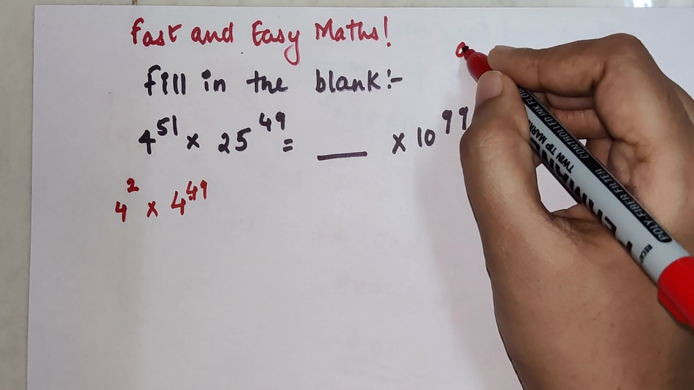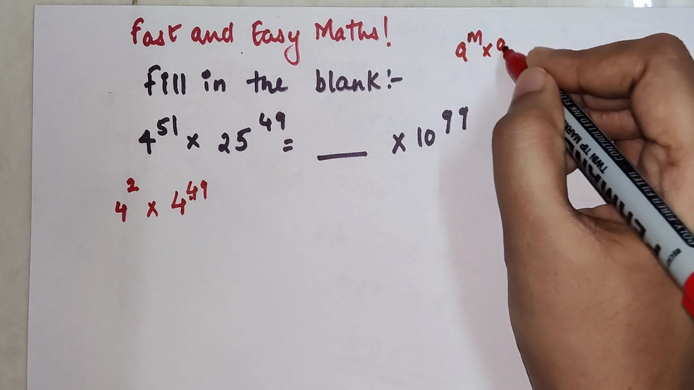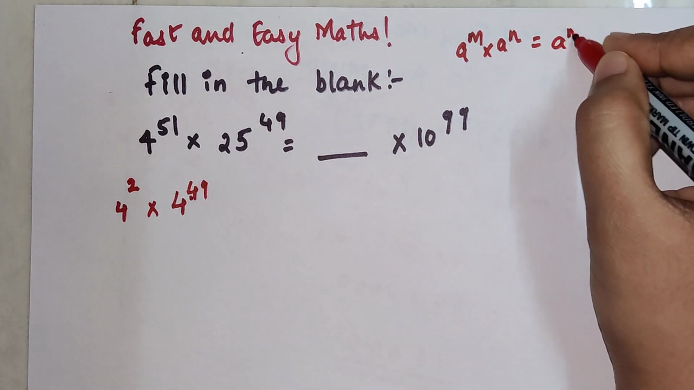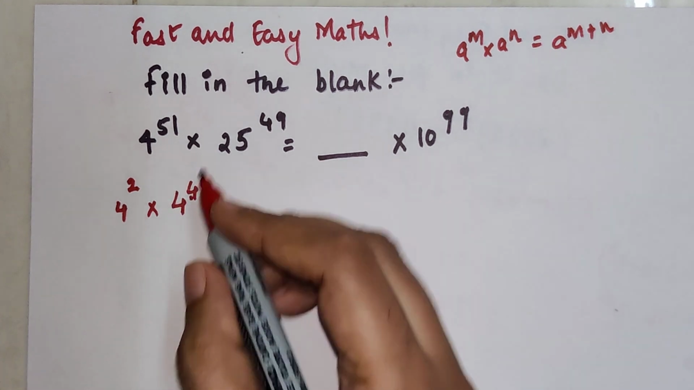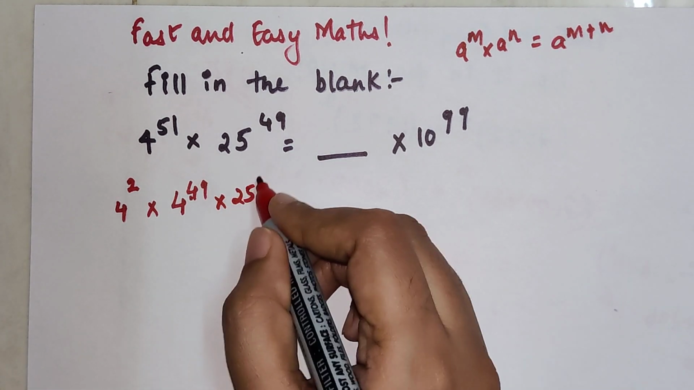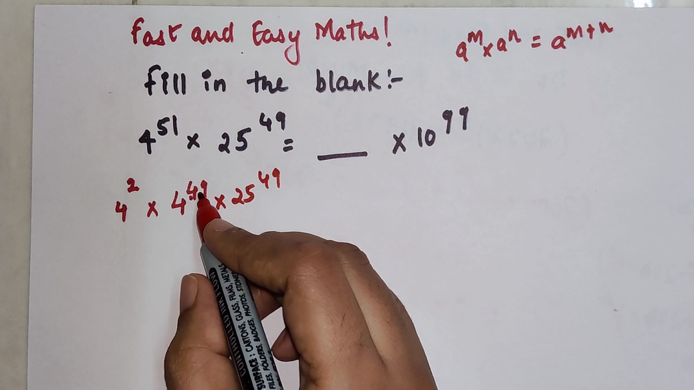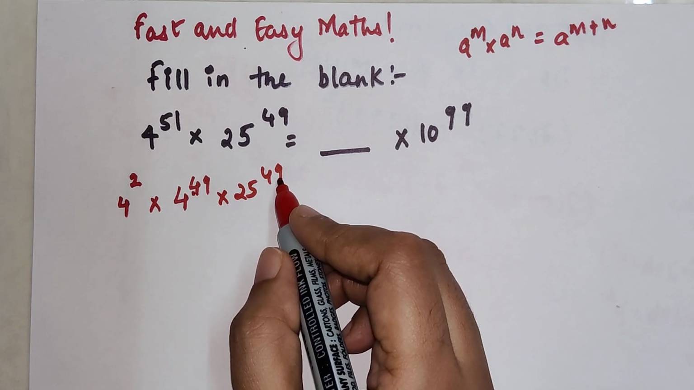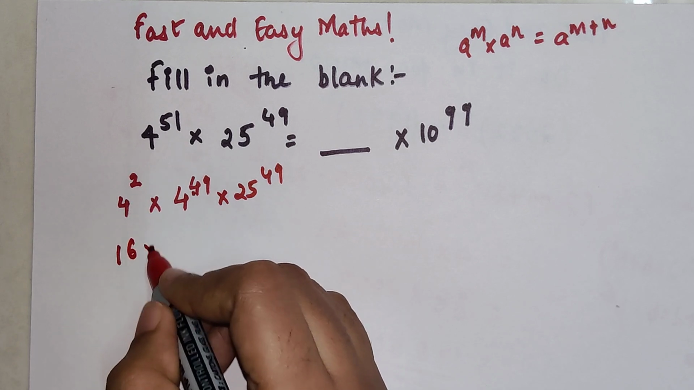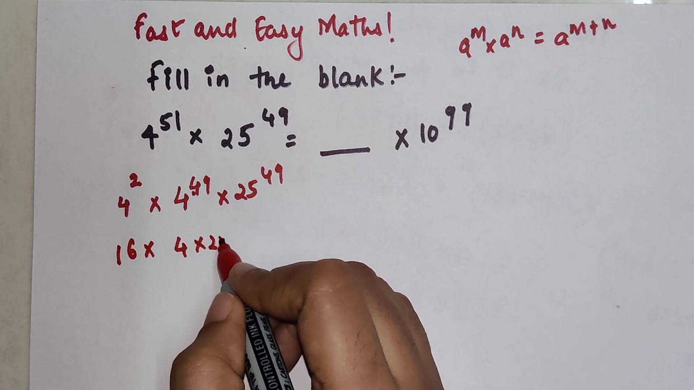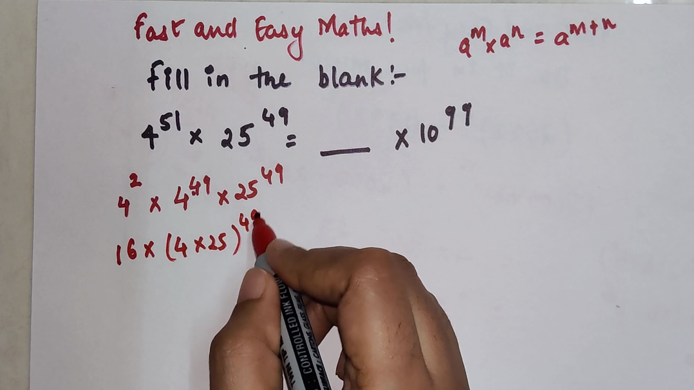Why? Because always remember a raised to m into a raised to n is nothing but a raised to m plus n. So basically this is eventually coming out to be 4 raised to 51, and this is 4 raised to 2 into 4 raised to 49. Now you might be wondering, why did I do 49? Because here also the index is 49. Okay, so we are now getting 4 square is 16 into 4 into 25 the whole raised to 49.